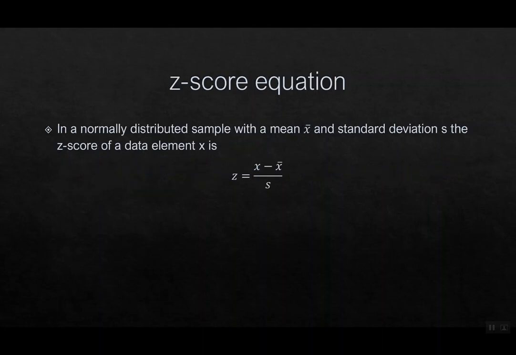Z-score equation. In a normally distributed sample with a mean x bar and a standard deviation s, the z-score of a data element x is z equals x minus x bar over s. This formula will help us turn a normal distribution into a standard normal distribution. We'll be able to tell how many standard deviations we've moved from the mean to find our data point.